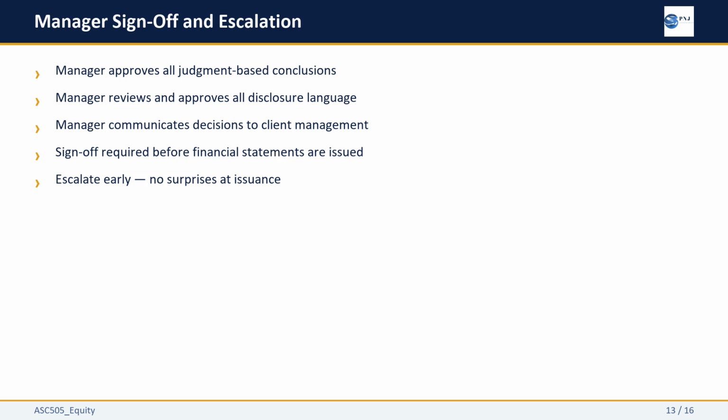The manager role in equity close is a checkpoint, not a rubber stamp. Managers approve all judgment-based conclusions and significant estimates, for example, the fair value used for a small stock dividend or the classification of a redeemable instrument. Managers review and approve all financial statement disclosure language. They communicate significant accounting decisions to client management. And critically, manager sign-off is required before the financial statements are issued. The key principle is escalate early. By the time you reach issuance, there should be no surprises.